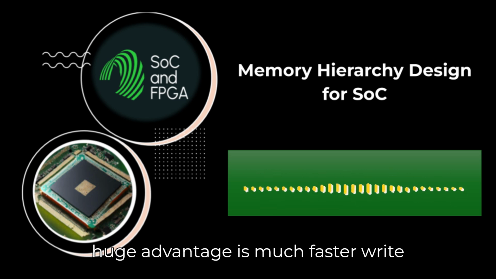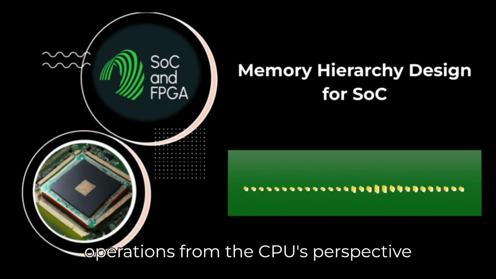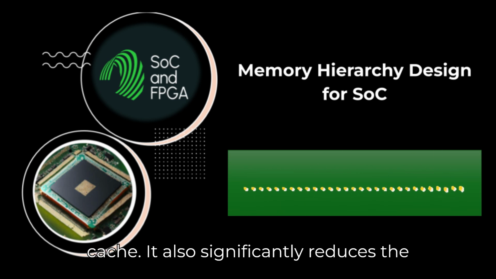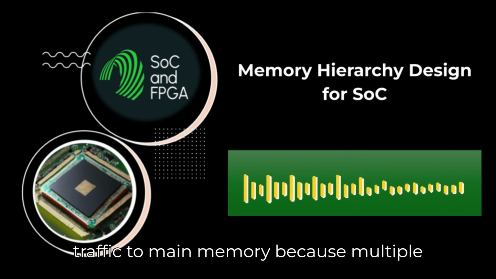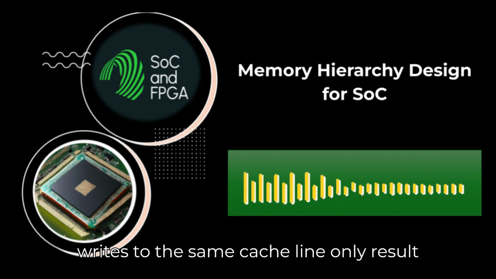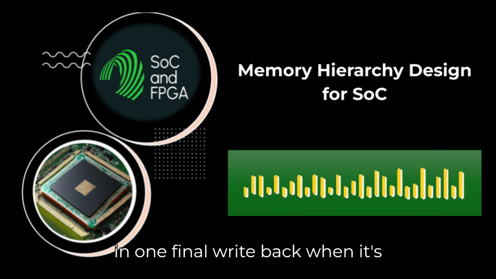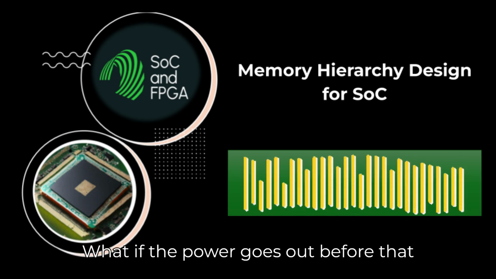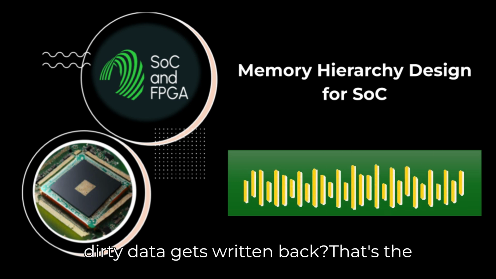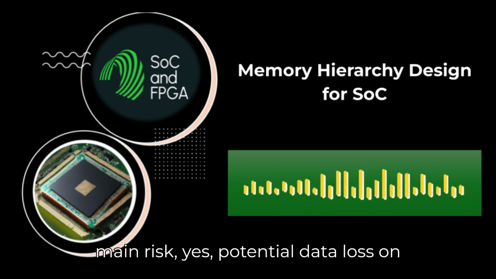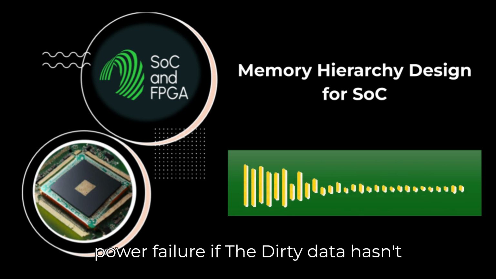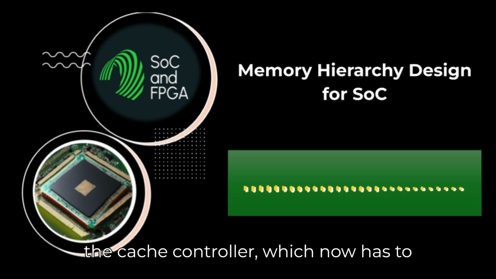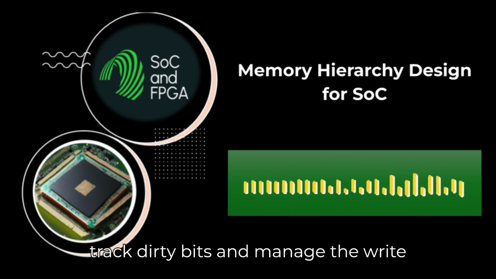Pretty much. The huge advantage is much faster write operations from the CPU's perspective because it only has to talk to the fast cache. It also significantly reduces the traffic to main memory because multiple writes to the same cache line only result in one final write back when it's evicted. But the downside seems obvious. What if the power goes out before that dirty data gets written back? That's the main risk, yes. Potential data loss on power failure if the dirty data hasn't been flushed. It also adds complexity to the cache controller, which now has to track dirty bits and manage the write-back process.